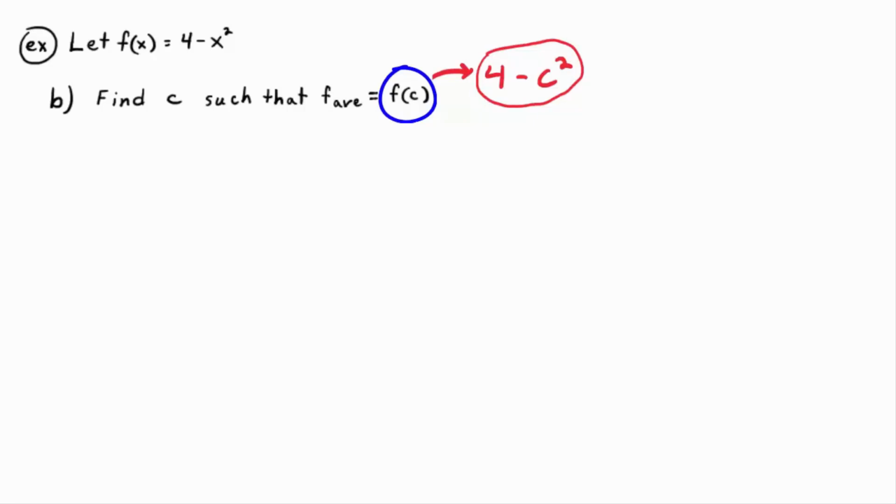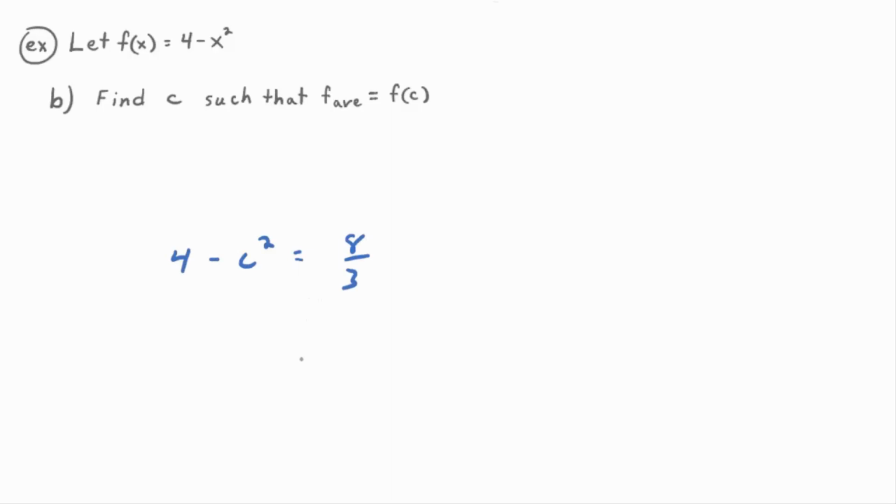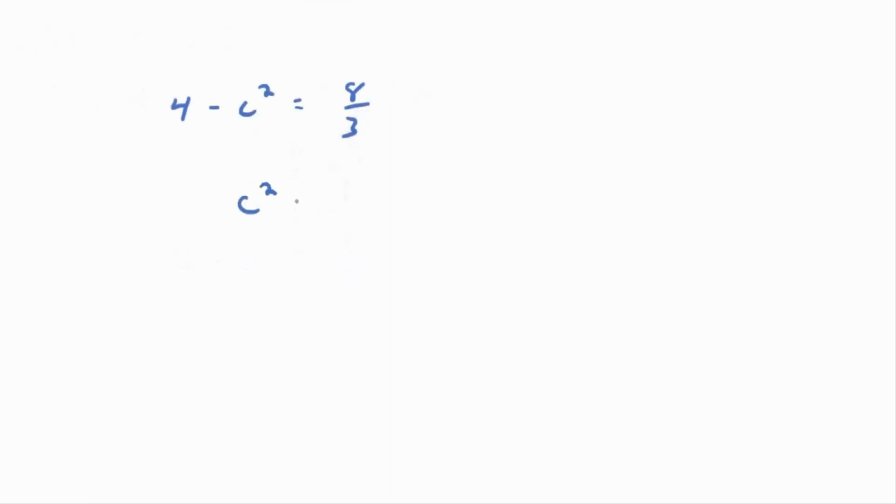So that would be 4 minus c squared is equal to 8/3. And so we solve this little equation. Add c squared to both sides and subtract 8/3. Does that make sense? So I'd get c squared is equal to what? 4 minus 8/3. Okay, so 4 is really 12/3? So what do we get for c squared? 4/3. Okay, so what's c equal to? So 2 over root 3.